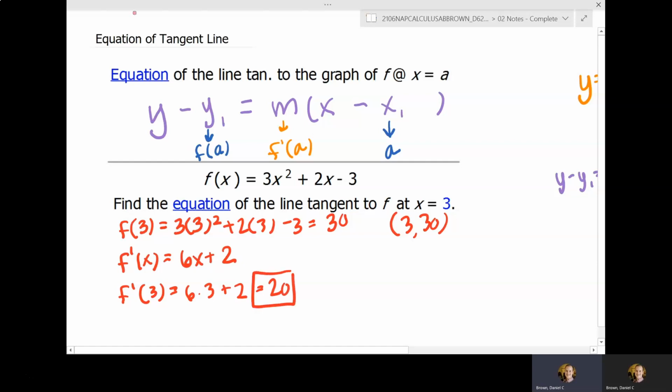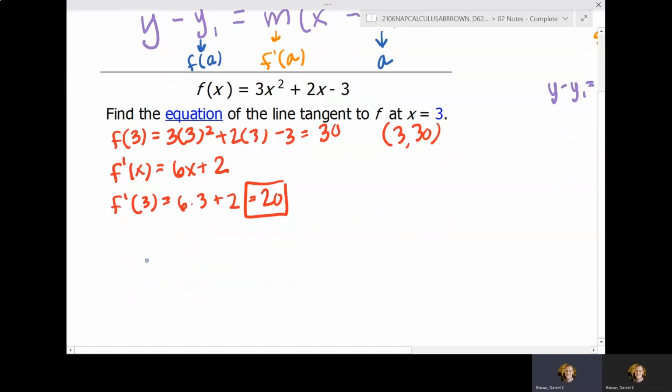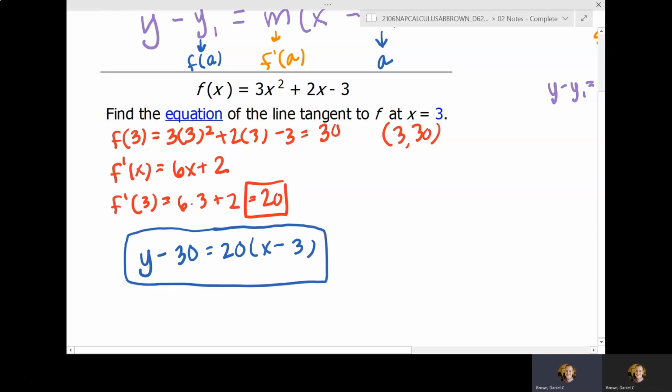So to find the equation of the tangent line, I have y minus the y coordinate is equal to the slope times x minus the x coordinate. Now that is the point slope form. You're more than welcome to leave your answer in that way. That is the equation of the line.